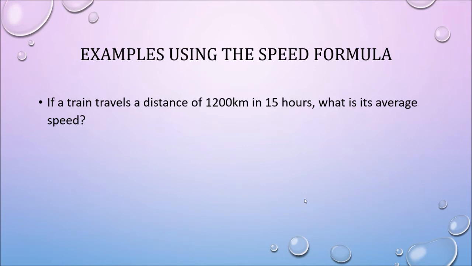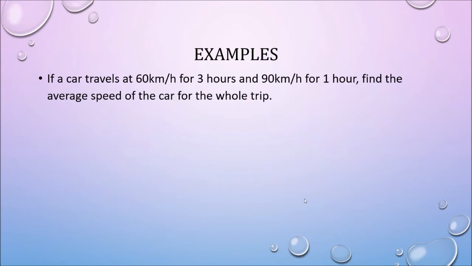So an example using this formula. If a train travels a distance of 1,200 kilometres in 15 hours, what is its average speed? So we're using our speed equals distance over time. Our distance was 1,200 kilometres and our time was 15 hours. So we do 1,200 divided by 15, which would give us 80 kilometres per hour.